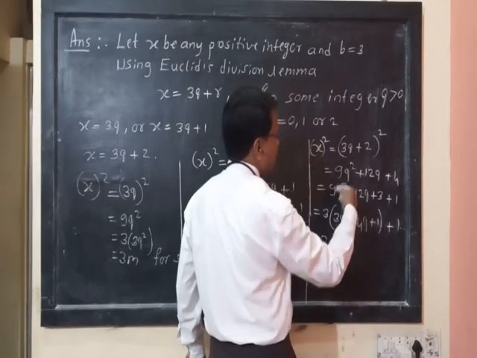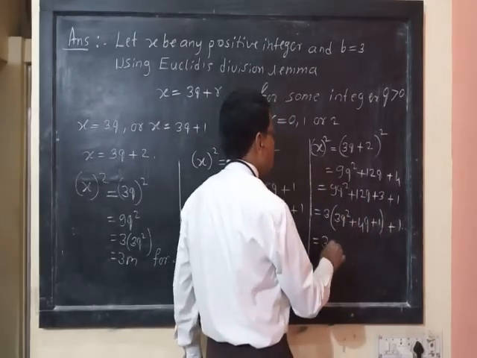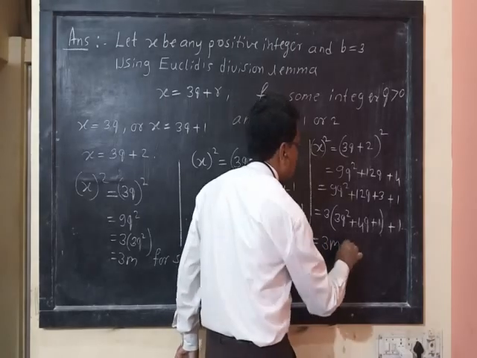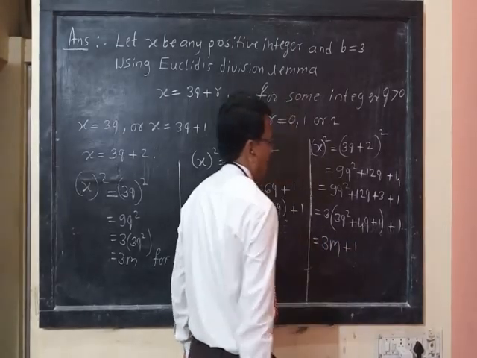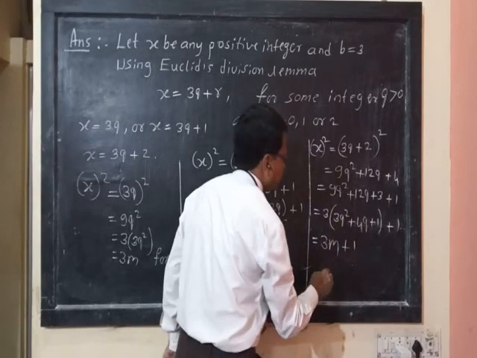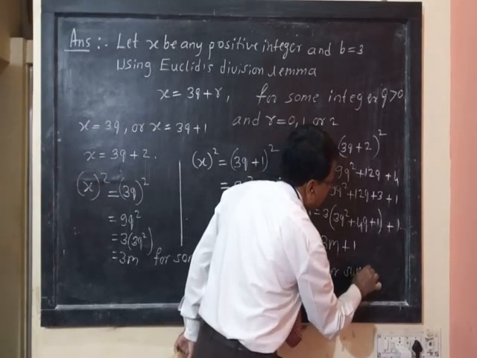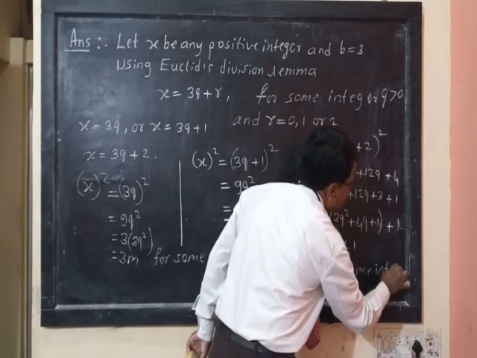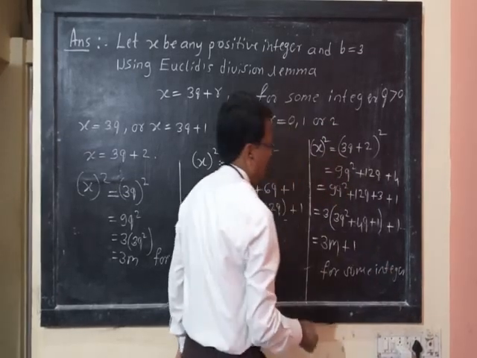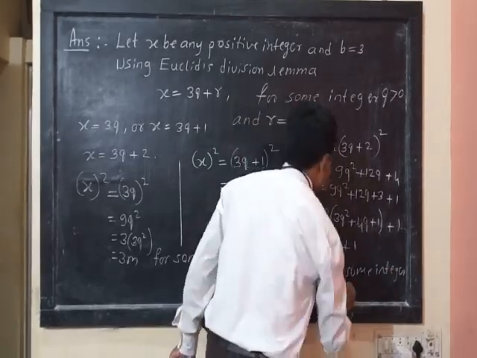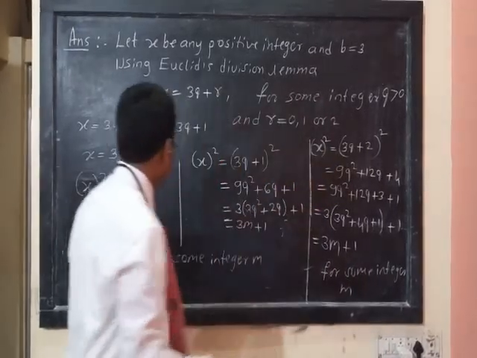All together this is also an integer. So for that integer I will take m, so it is 3m plus 1, where m is some integer.